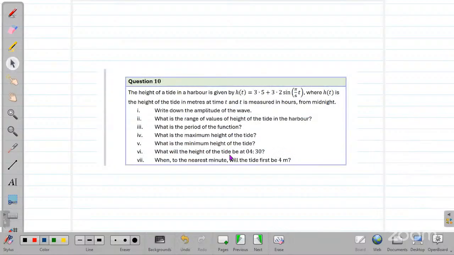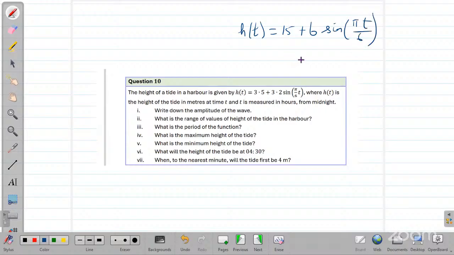Question number 10. So this is similar to the previous problem, right? Yeah, but there's some stuff about the minutes. So here, why do we have 3.5? Is it 3 multiplied by 5? Because it's not at the down, it's at the center. So h of t, I can just write it as 15 plus 6 sine of pi t over 6. I'm not so sure why they are given as a product of two terms.